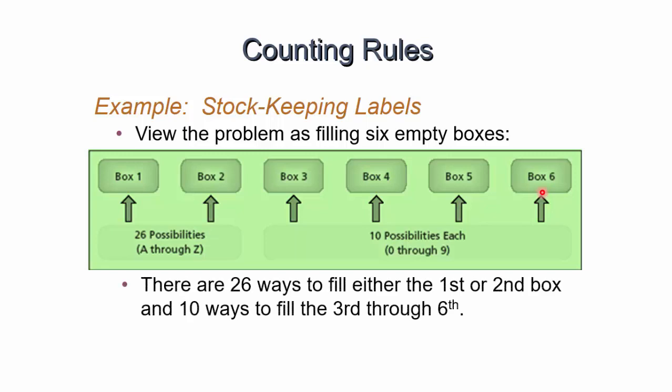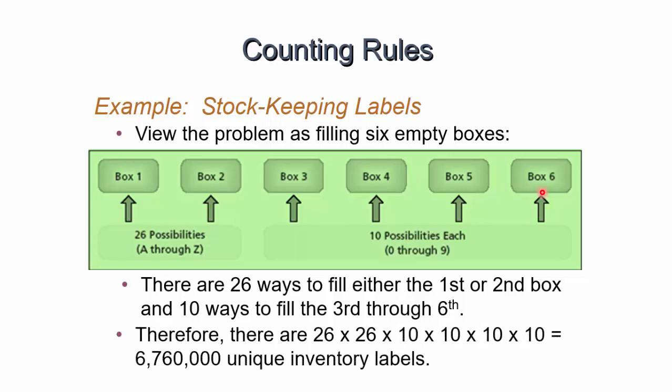So there are 26 ways to fill the first and second box, and 10 different ways to fill the third through sixth box. So that's 26 × 26 × 10 × 10 × 10 × 10. So you can see the number. That's about over 6 million different unique labels that can be generated. So these are some of the applications that are normally used for counting rules in real life.